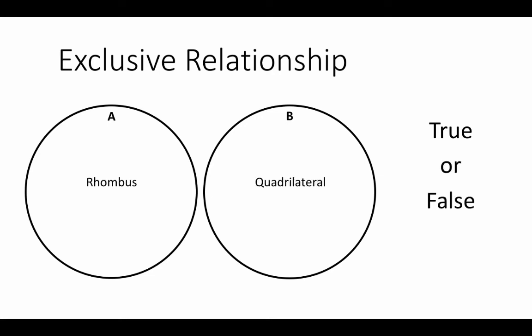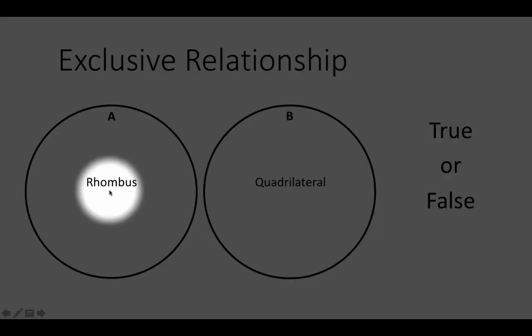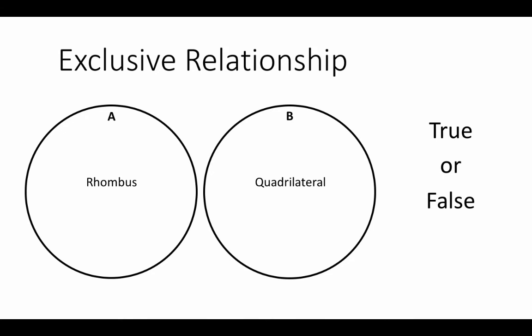How about the relationship between a rhombus and a quadrilateral? What is a rhombus? A rhombus is a quadrilateral with four congruent sides. So if you are a rhombus, you must be a quadrilateral. So this is not an exclusive relationship.